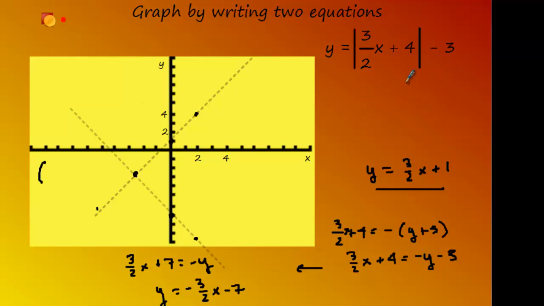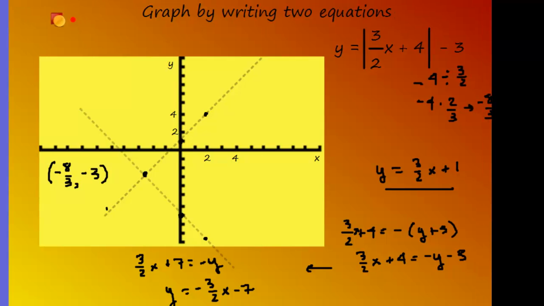So the vertex, remember, is the opposite of this b value, 4, divided by the m, that's 3/2. So that means negative 4 times the reciprocal. So that's going to be -8/3 is my x-coordinate. And then the y-coordinate is this value out here, which is -3. So there's my vertex. And again, the absolute value is positive, so that means the absolute value graph is going to open up.